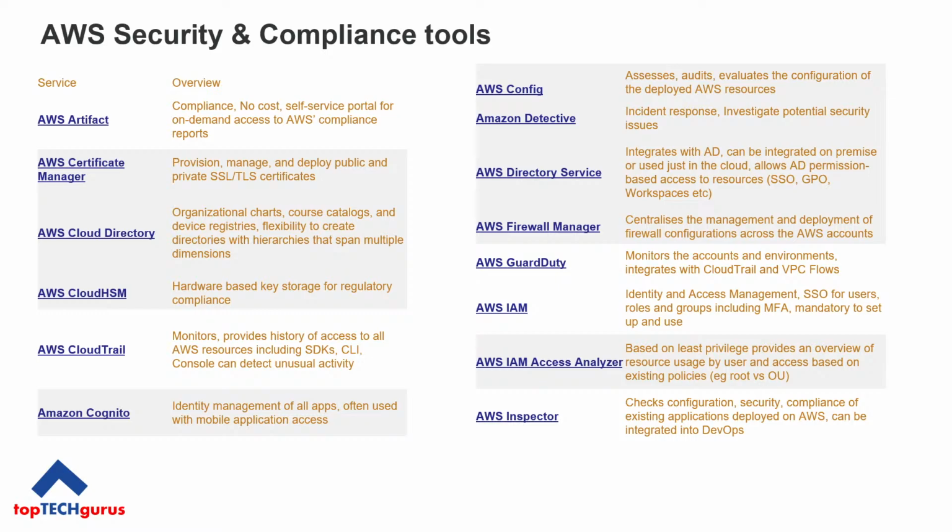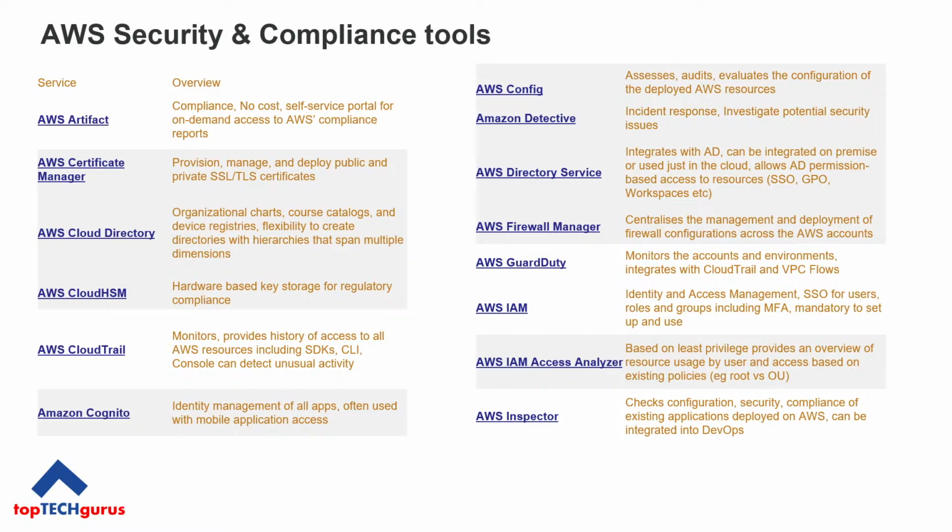AWS Directory Service: if your company already has Active Directory where you store all your company's employees and how they roll up, what kind of hierarchy structure they have, then AWS Directory Service can integrate with the company's current Active Directory. This can be used either on premise, so people who do not have access to the cloud can still get access, or it can just be used in the cloud. And if AWS provides certain permission-based resources, like single sign-on, GPO, WorkSpaces, you can also allow that to be carried on to AWS Directory Service.